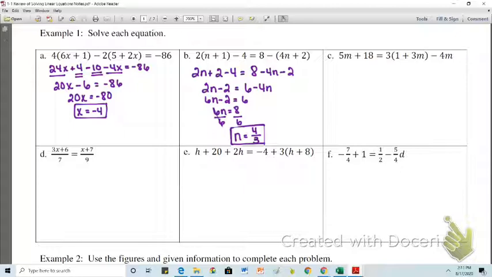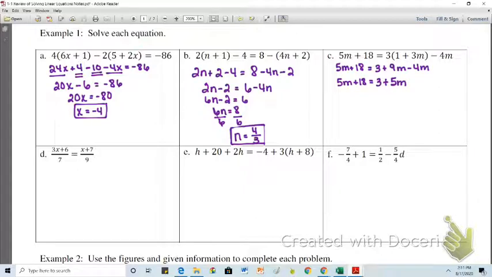So moving on to C, there's nothing to do on the left-hand side, so I'm just going to bring it down. And I'm going to distribute the 3. Again, nothing to combine on the left, so again, I bring it down. Over here, I can combine my m's. So I get 3 plus 5m.